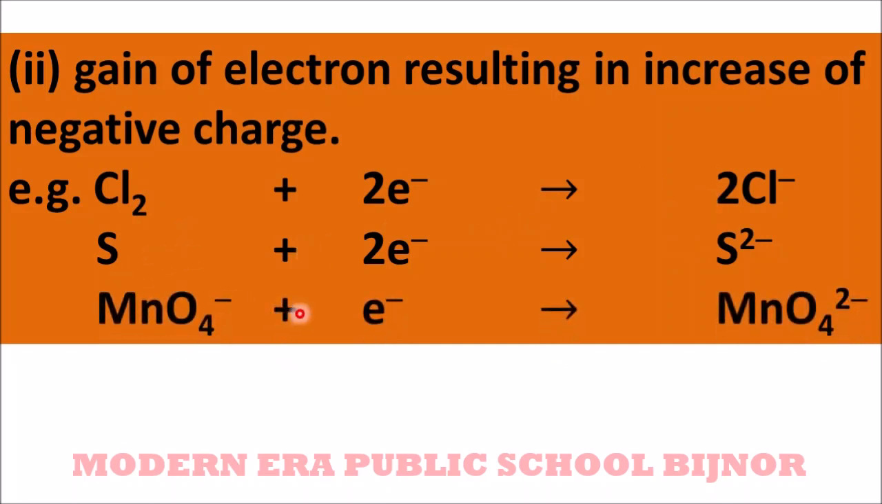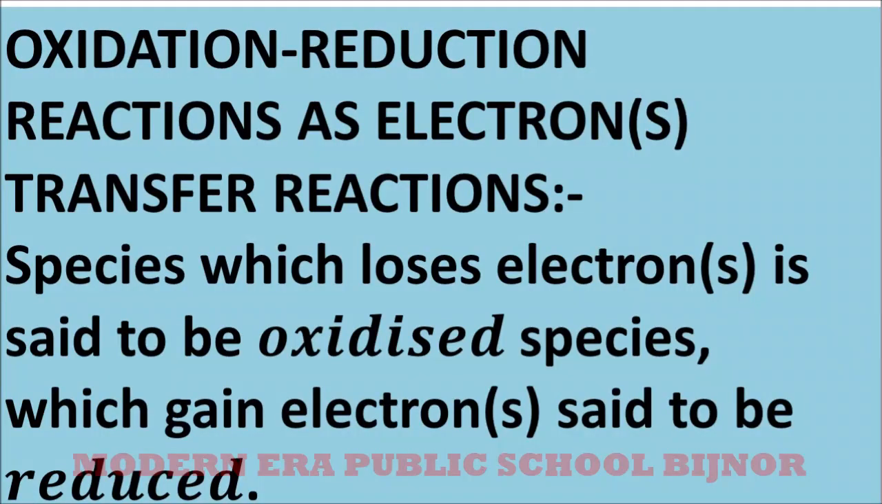Next example, MnO4 -, when it accepts an electron, becomes MnO4 2-. So the negative charge increases when the electron is accepted, so it is reduction. So oxidation-reduction reactions are electron transfer reactions.